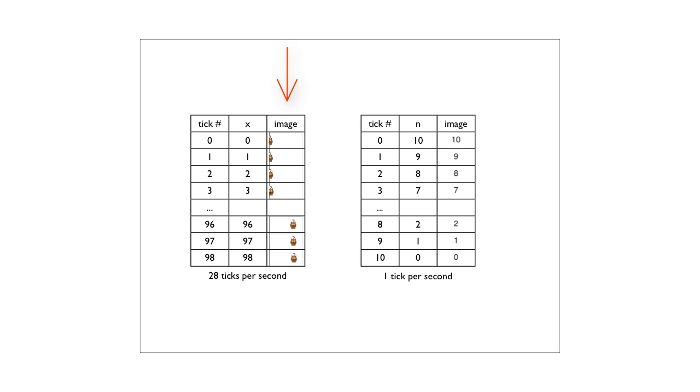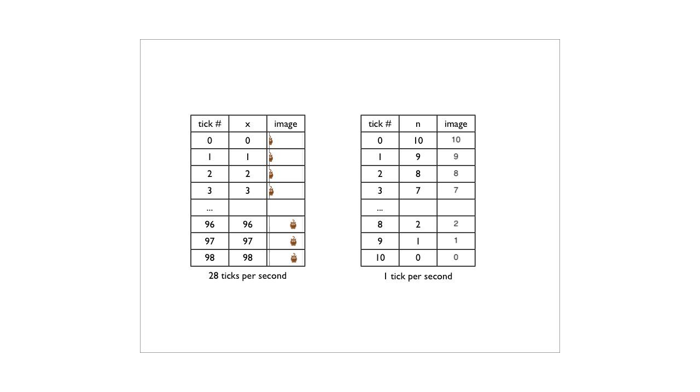Over here in the countdown table, it's similar. At tick number 0, the number in the countdown, n, is 10. At tick 1, n is 9, and n decreases by 1 each time. And then the image, this isn't the number, this is an image of the number. So the image is always just the image of the corresponding number. So in both cases, we have a similar structure. In the cat program, the clock ticks 28 times per second. The ticks go up, and each time the x position increases by 1, and the image is just based on the x position. In the countdown program, we have 1 tick per second. The n decreases by 1 each time, and the image is just based directly on n.